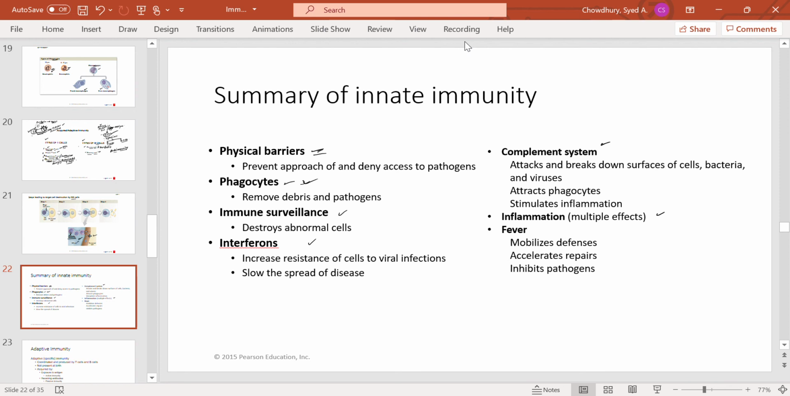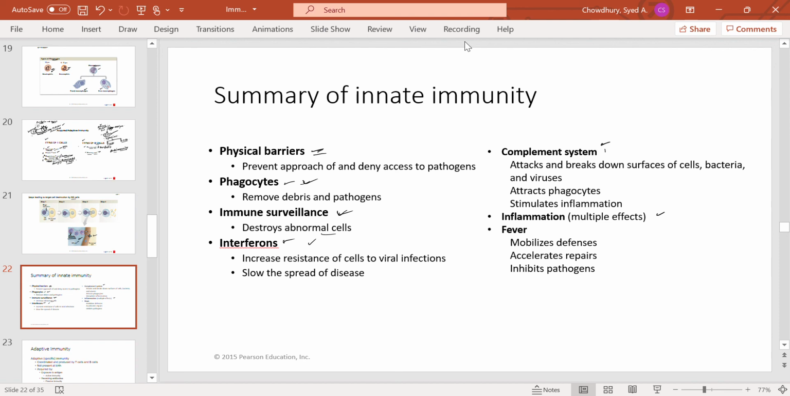Then immunosurveillance cells or immune surveillance cells are the natural killer cells, right? Destroy abnormal cells. Interferons will be released from the viral infected cells to alert the adjacent healthy cells, right? So viral multiplication or proliferation will be stopped.